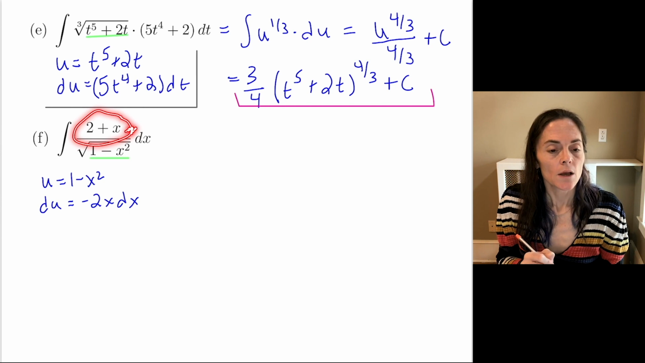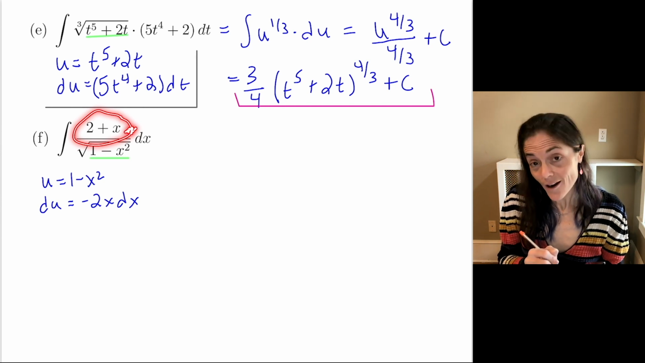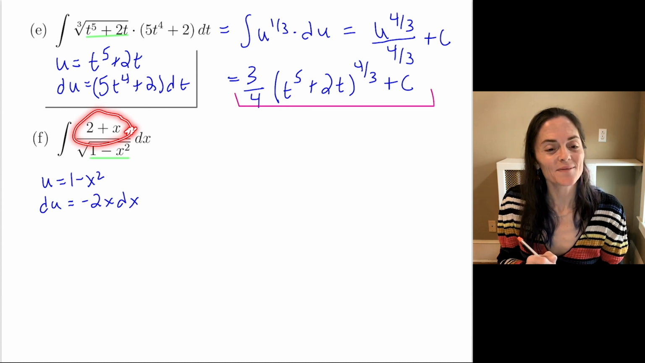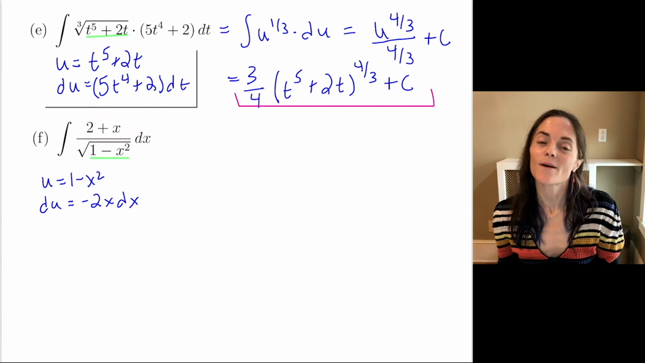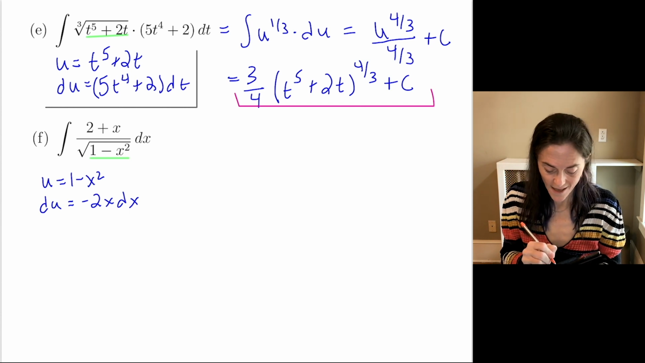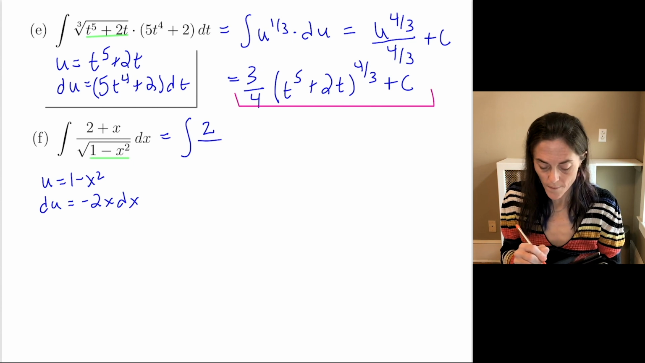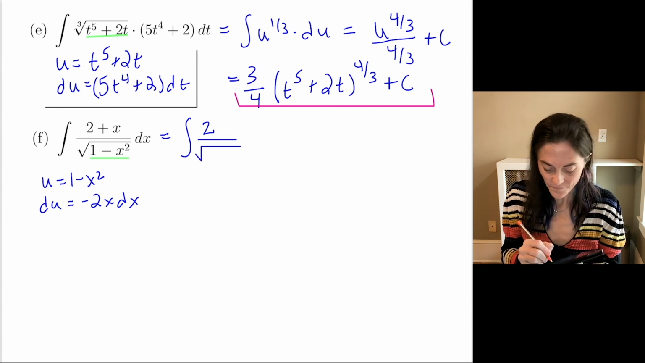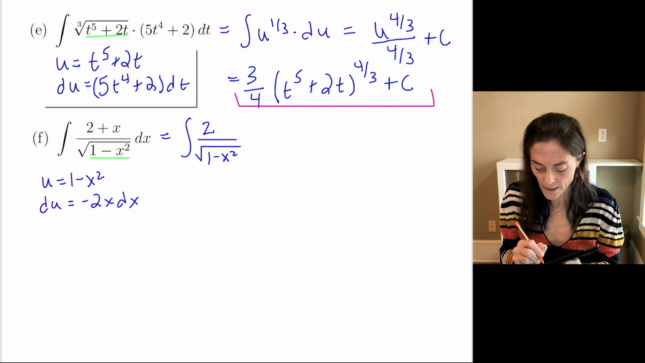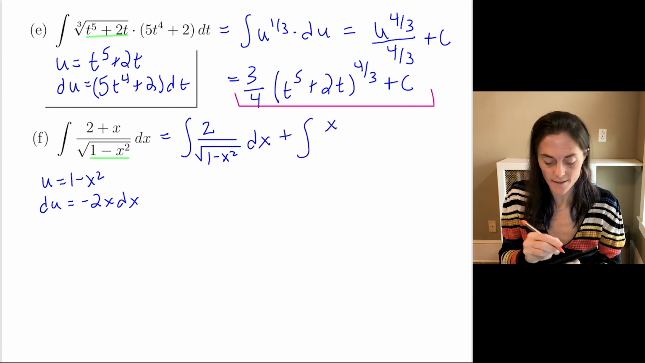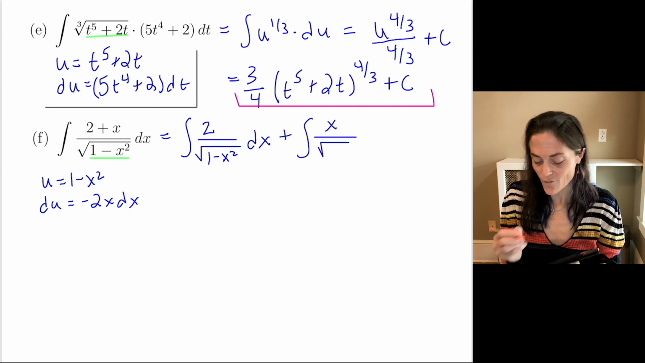So we will be able to use substitution on part of this. But the first thing we need to do, because of the sum in the numerator, is break this into a sum of 2 integrals. Okay, so this will be an integral. We have 2 over square root 1 minus x squared dx, and then plus the integral of x over the square root of 1 minus x squared dx.